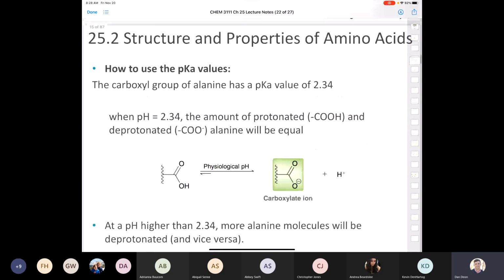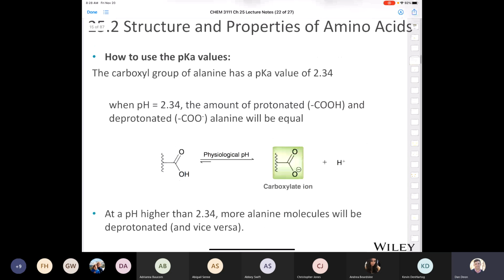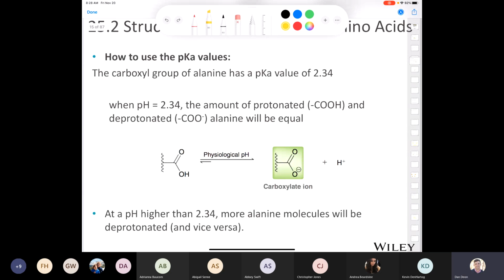All right, well, let's move on from there. How do we use these pKa values? What's the significance? It says here the carboxyl group of alanine, the carboxylic acid portion of the amino acid alanine, has a pKa value of 2.34. So if we draw the structure of alanine out, it looks like this. We've got our amino group here, we've got our carboxyl group here, and then alanine is just when we have a methyl group. So this proton has a pKa value of 2.34.